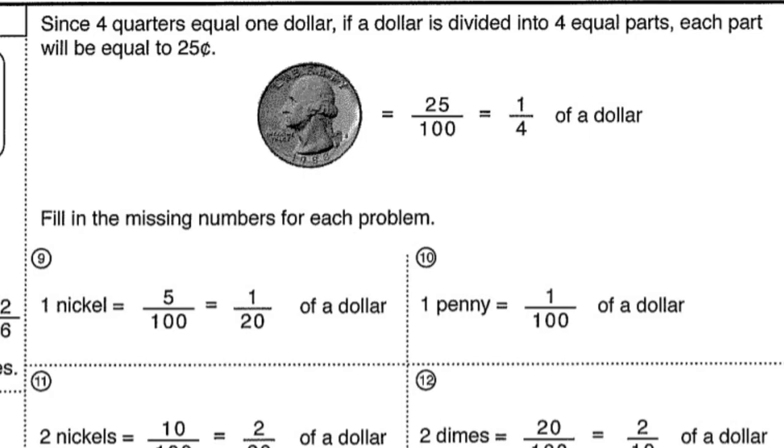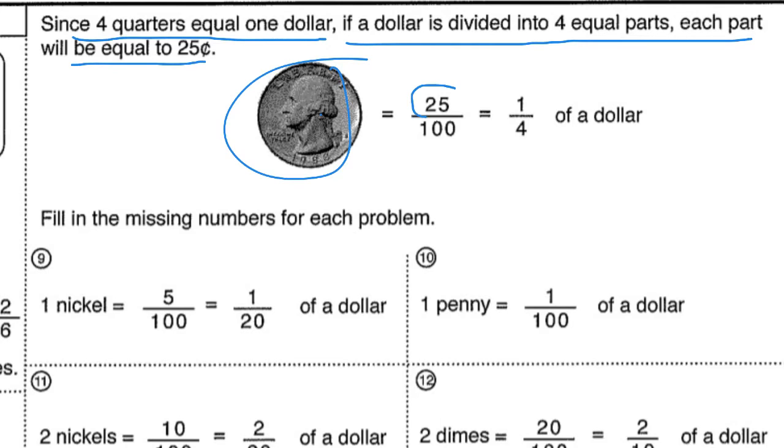All right, moving over to the other half of your paper. It says since 4 quarters equal $1, if a dollar is divided into 4 equal parts, each part will be equal to 25 cents. So this quarter right here is equal to 25 out of 100. What does that mean? 25 cents out of 100 cents that are in a dollar, or it's equal to 1/4 of a dollar. Why is it equal to 1/4 of a dollar?